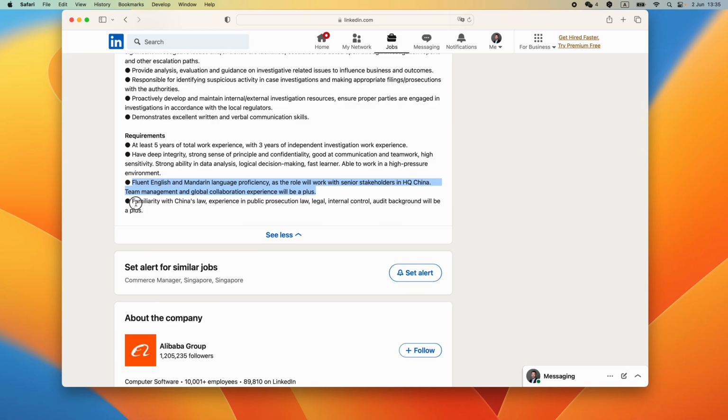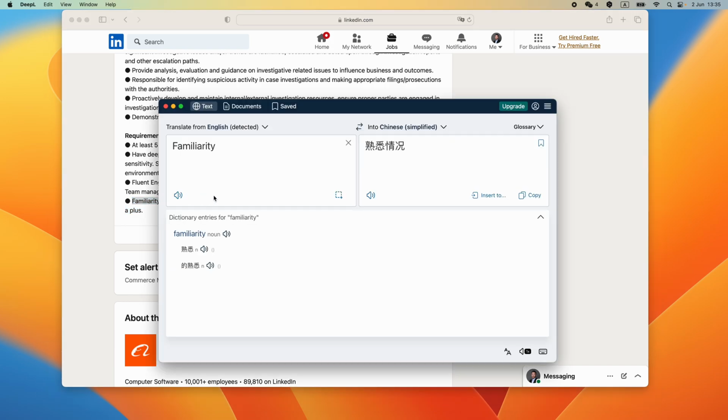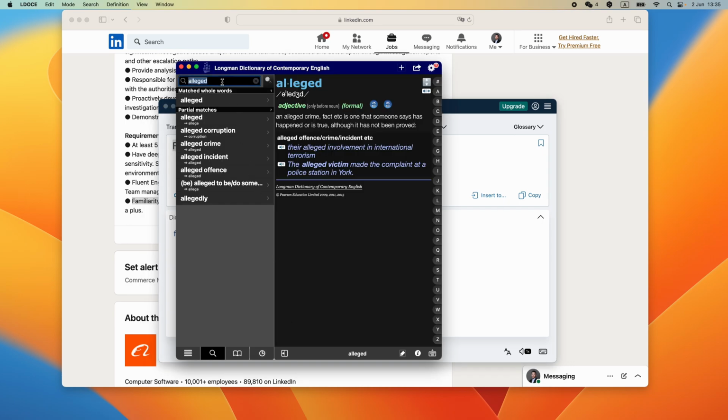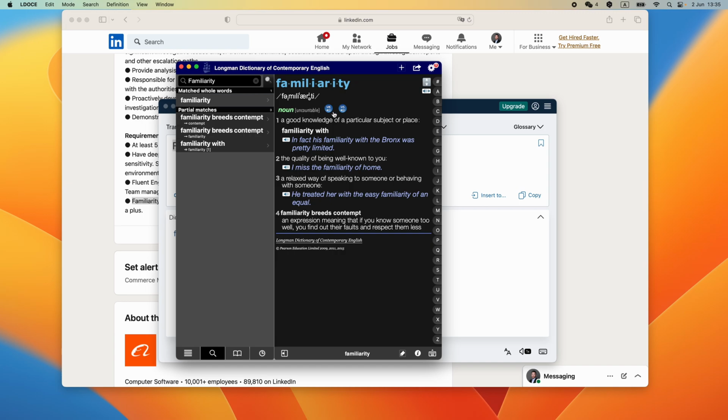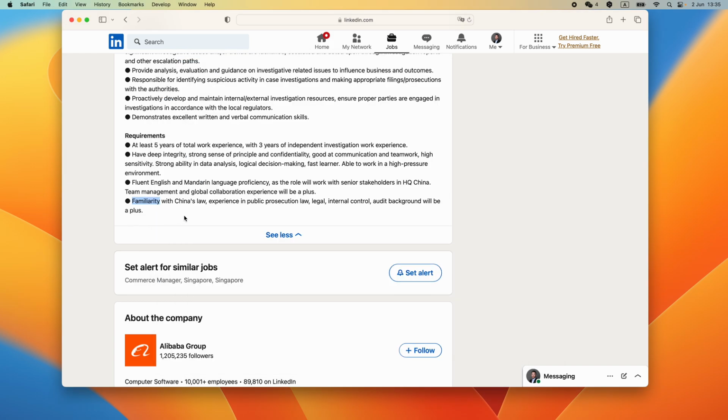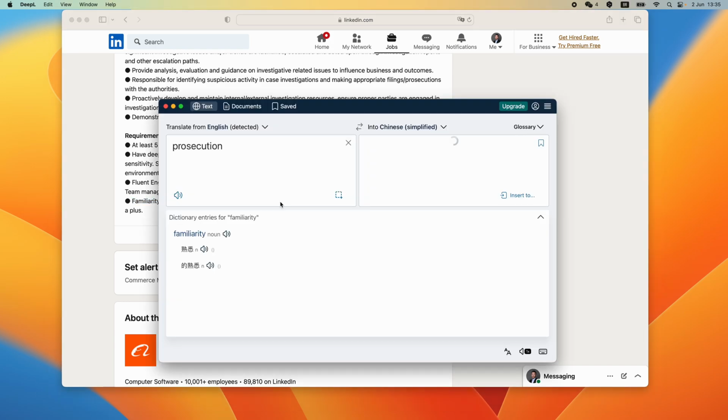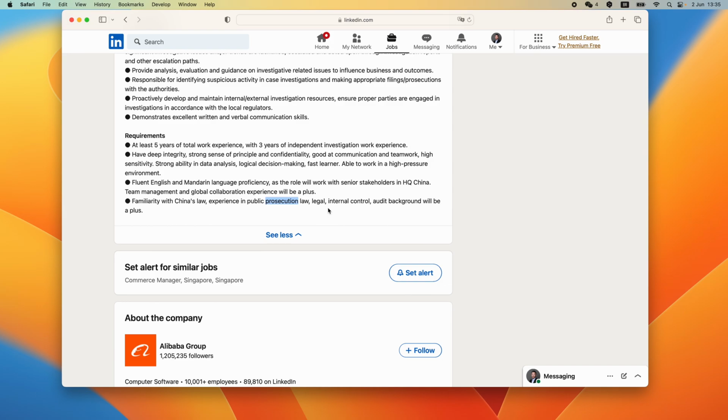Finally, this is about the familiarity. Sorry, how to pronounce it? Familiarity. Let's check the Longman Dictionary. Familiarity with China's law. Experience in public prosecution lawyer. Prosecution in public prosecution law, legal internal control, audit background will be a plus.